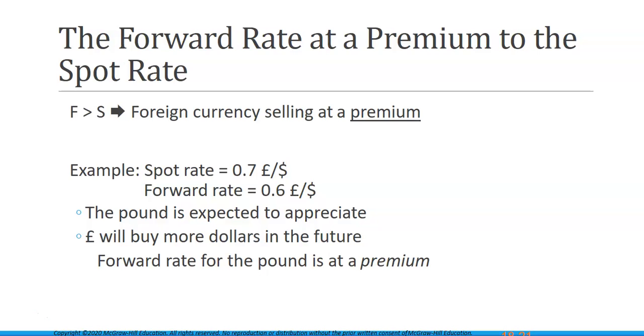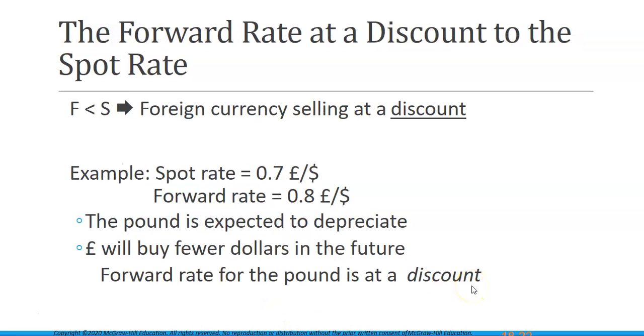So the forward rate for the pound is at a premium. So we expect the opposite to be true. If the forward rate is less than today's spot rate, the foreign currency is selling at a discount. So we see here that the pound is expected to depreciate to the dollar, and in the future, the pound will buy fewer dollars. So the forward rate for the pound is at a discount.